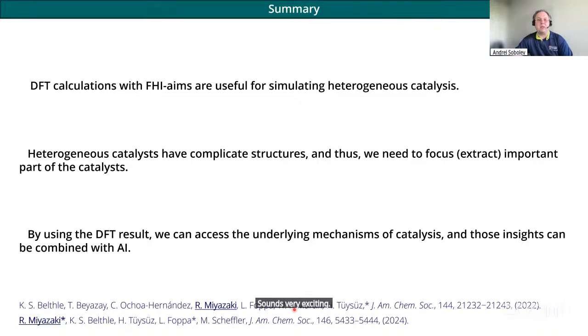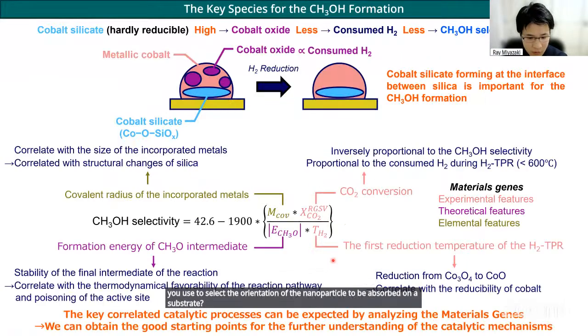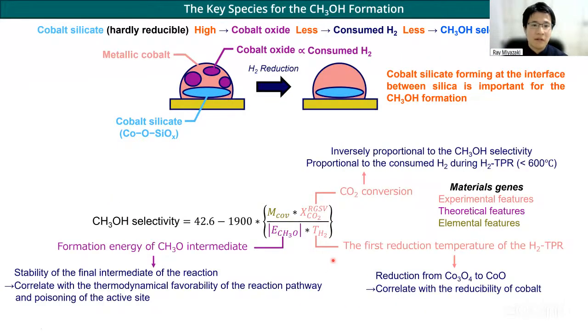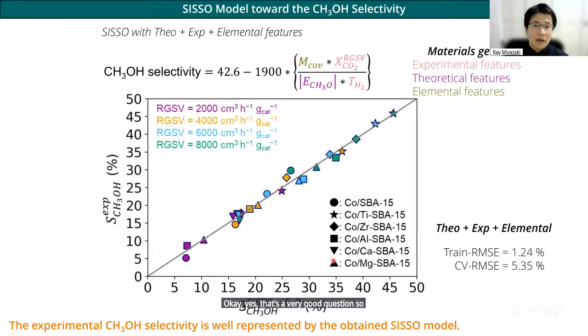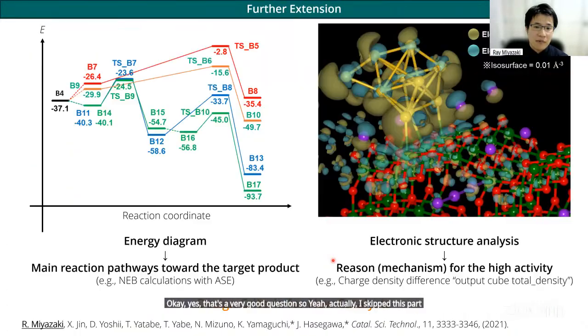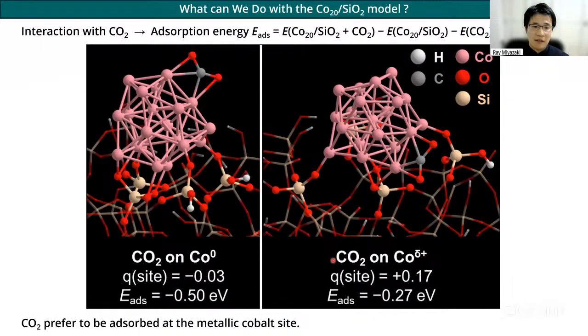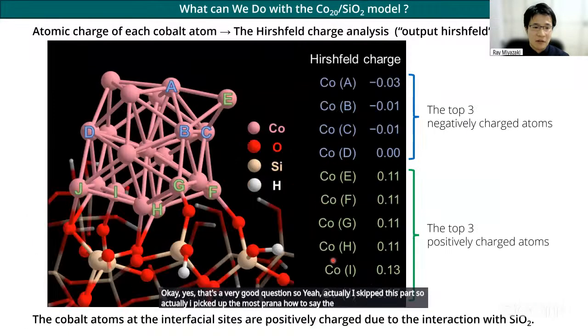Yeah. There's also one question from Hashitl to Ray. What criteria did you use to select the orientation of the nanoparticle to be adsorbed on a substrate? Okay, yeah, that's a very good question. So, actually, I skipped this part. I picked the most planar side of the metal cluster.